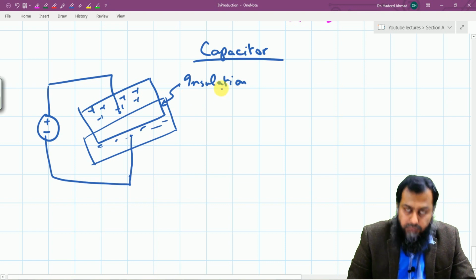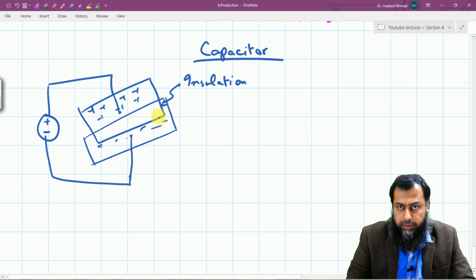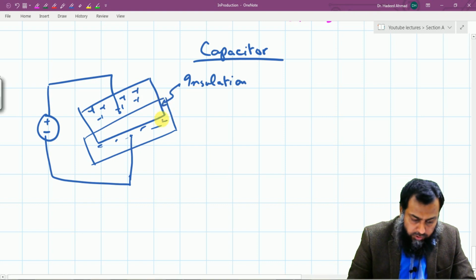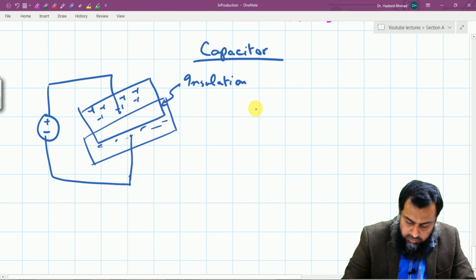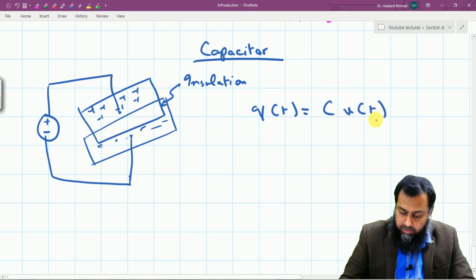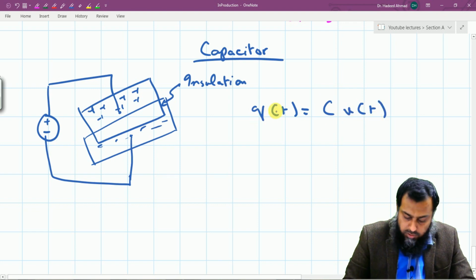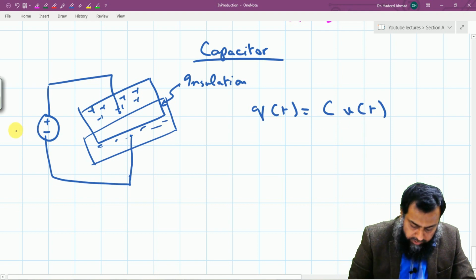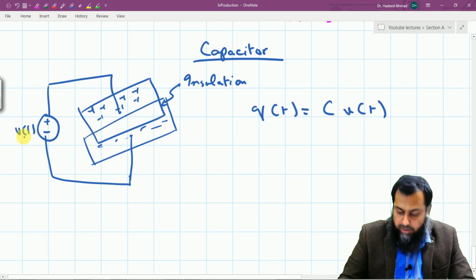Because we have a very high resistance insulation between them, these charges, plus and minus, can never recombine. The charge stored on this capacitor is given by the very famous equation q(t) is equal to C v(t), where the charge stored depends on the voltage v(t) applied here, while C is the constant of proportionality and is known as the capacitance of that particular material.